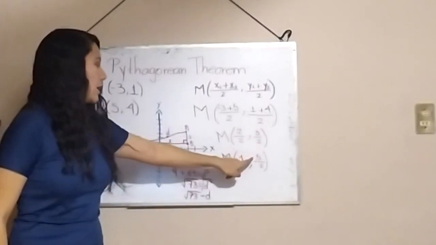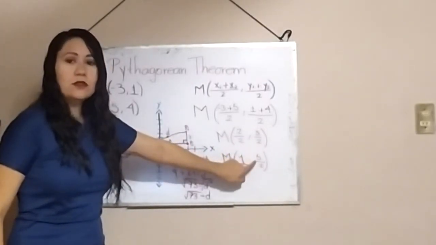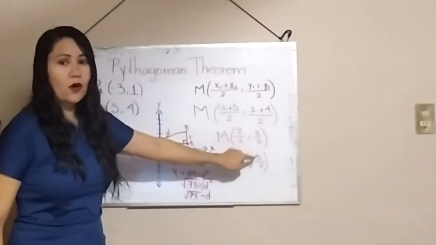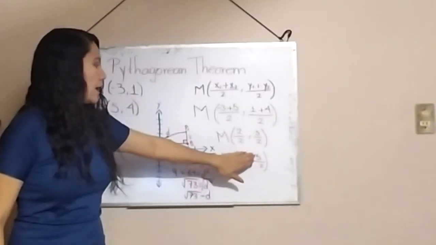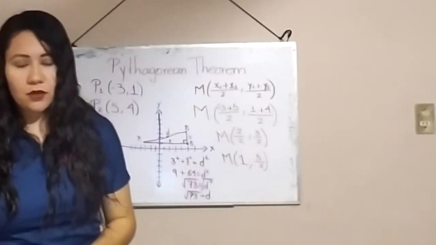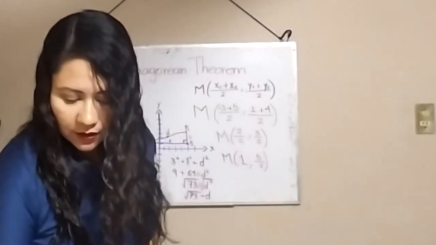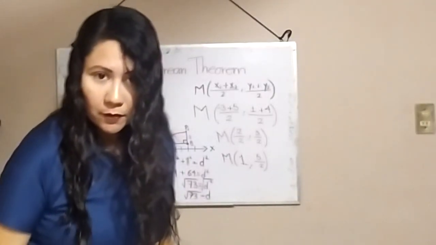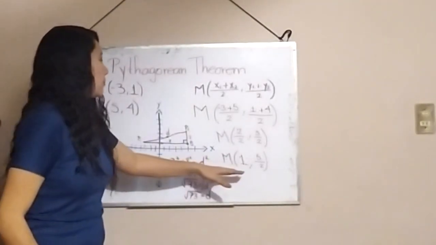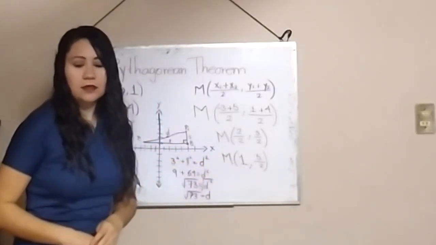Remember every time that if the result of the division is not a whole number, you must leave it in fraction form in order to avoid decimals, because it's easier to find 5 halves in the coordinate plane.